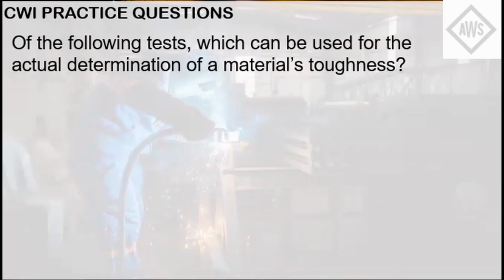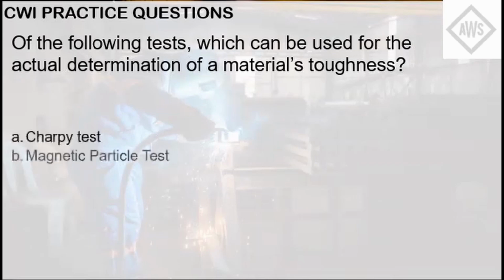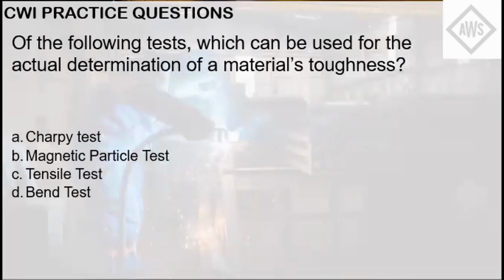Next question. Of the following tests, which can be used for the actual determination of a material's toughness? A. Charpy, B. Magnetic particle test, C. Tensile test, D. Bend test. So what you need to remember here is that the test for toughness of a material should be an impact test. Impact tests normally look for the toughness of the metal.